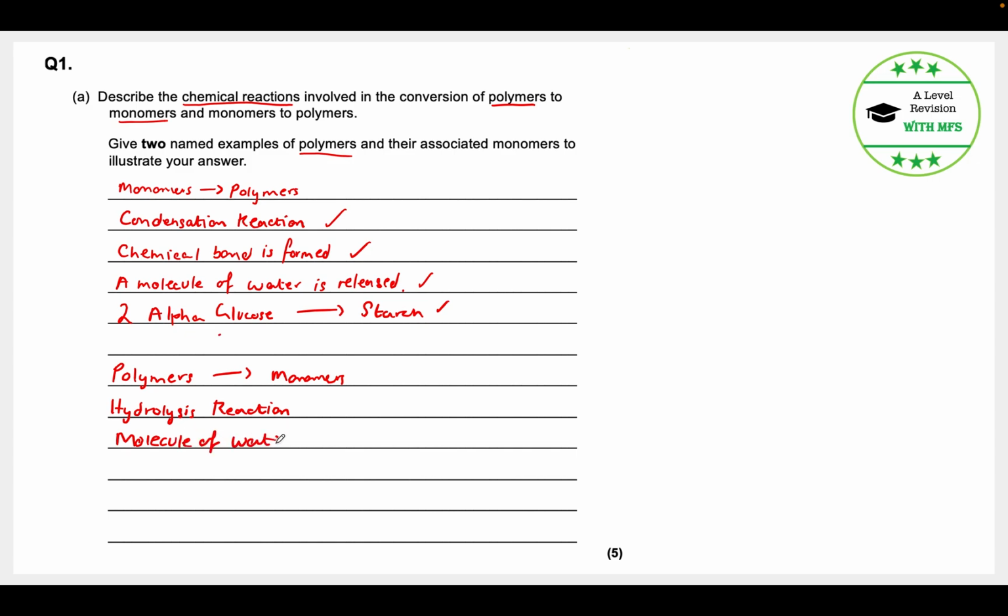Okay, so what's going to happen essentially is that the molecule of water is used, the chemical bond is broken and monomers are formed. Okay, so again you need both bits of information there. And an example, we've got cellulose, which is our polymer. It will undergo a hydrolysis reaction and it will form our monomers of beta glucose.